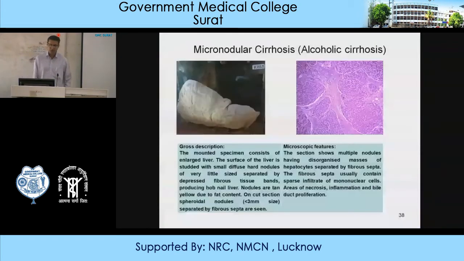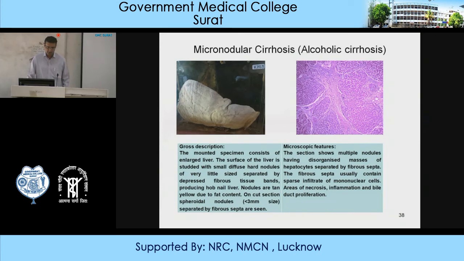Micronodular cirrhosis or alcoholic cirrhosis. In micronodular cirrhosis, the mounted specimen consists of an enlarged liver. The surface of the liver is studded with small diffuse hard nodules of very small size, separated by depressed fibrous tissue bands, producing a hobnail liver appearance. Nodules are tan yellow due to fat content.